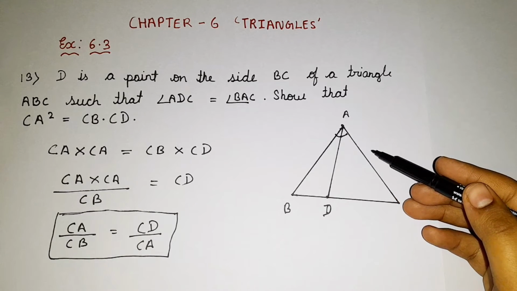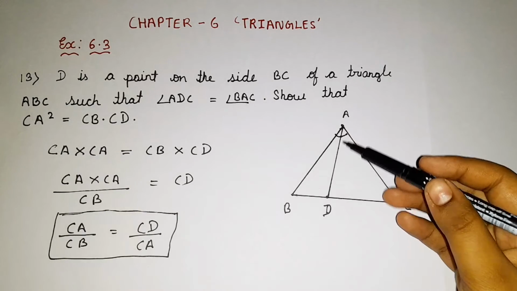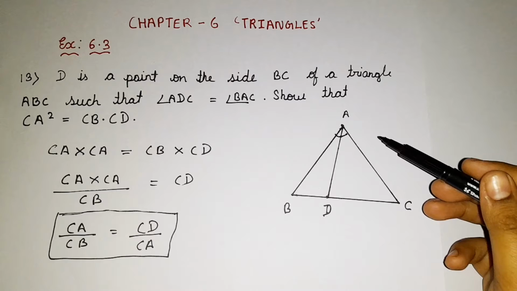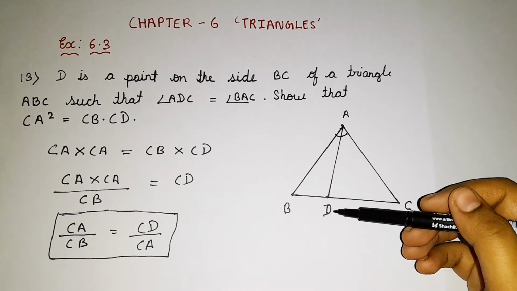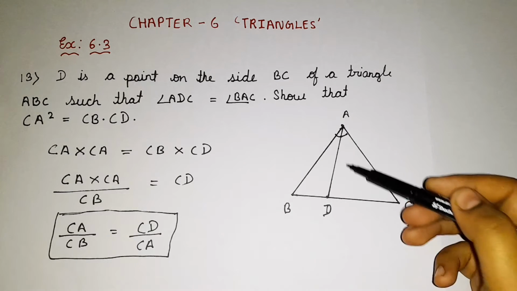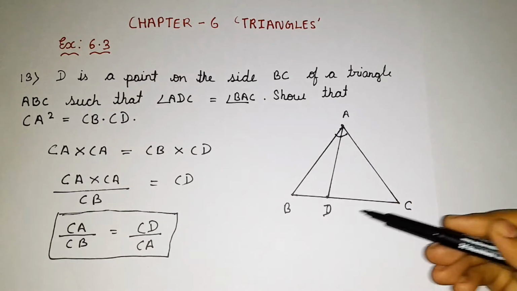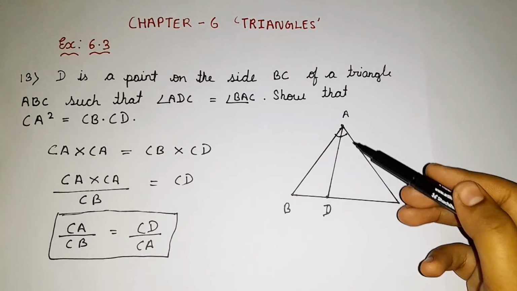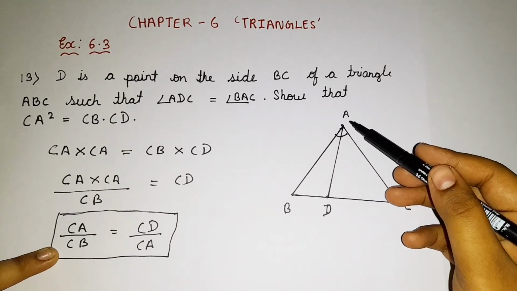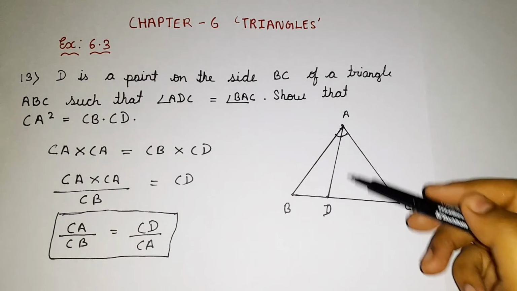Since these values are lying on triangles, in triangle ADC we have CA and CD, am I right? And in triangle ABC we have CB and CA. So here we have CA by CB. CA is here and CB is here, and it is lying on triangle ABC. CD and CA, they both are lying on triangle ADC.